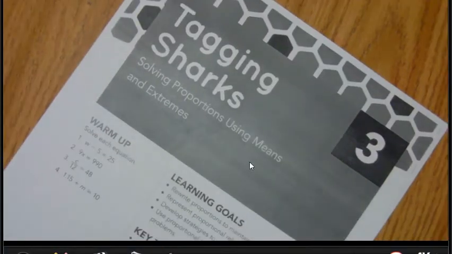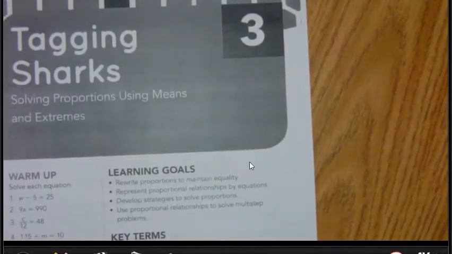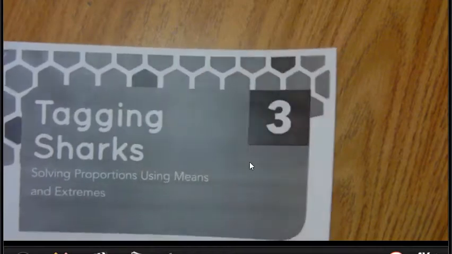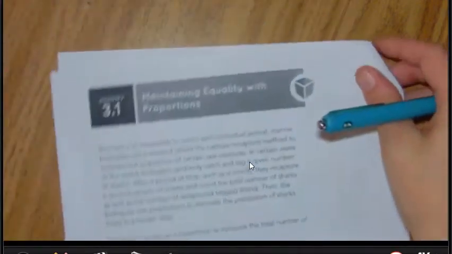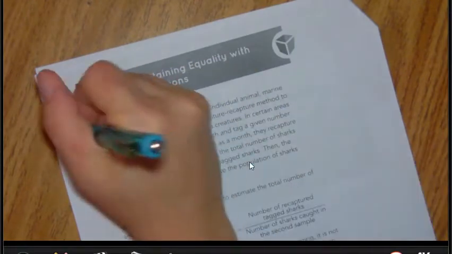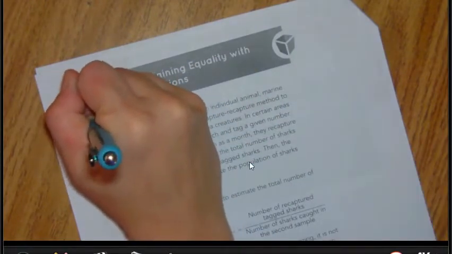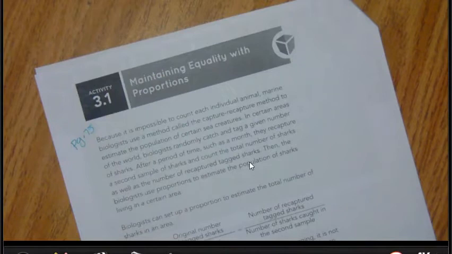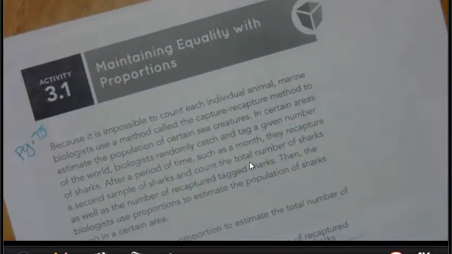All right, guys. If you would please find your textbooks, we are going to turn over to page 75. Okay, we're going to turn over to page 75 in our textbooks. All right, we're going to look at maintaining equality with proportions.